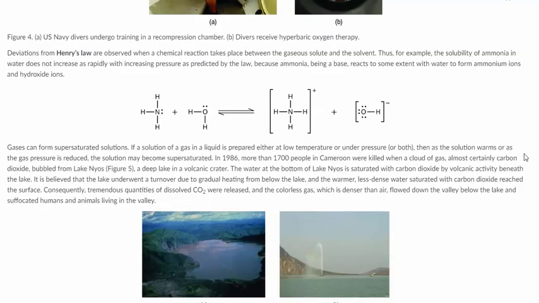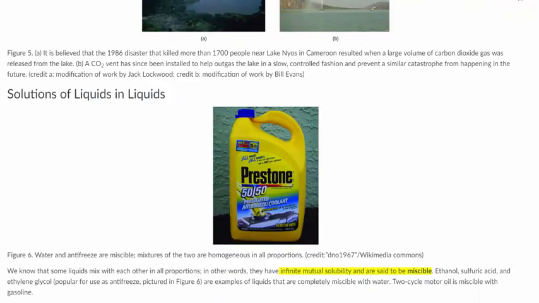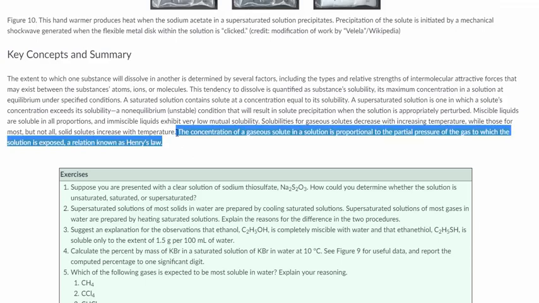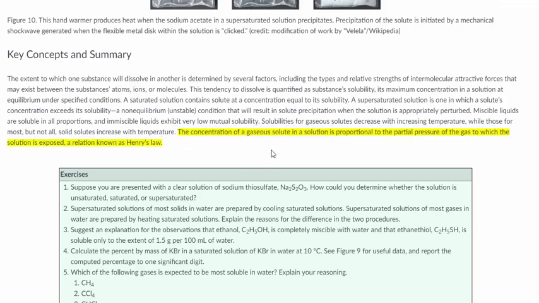And these things together give us Henry's law. And here is the succinct version. The concentration of a gaseous solute in a solution is proportional to the partial pressure of the gas to which the solution is exposed. This relationship is called Henry's law. So in short, or even shorter, gaseous solutes will be more soluble when it's cold and when they're under pressure.